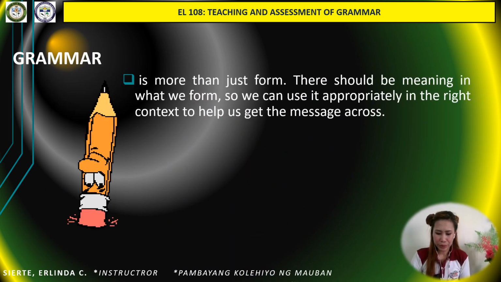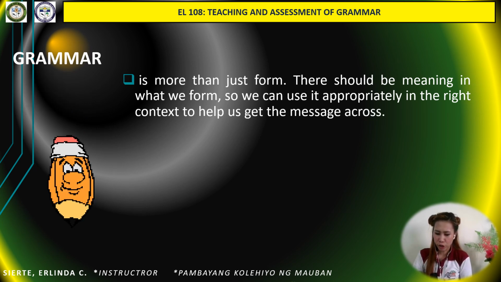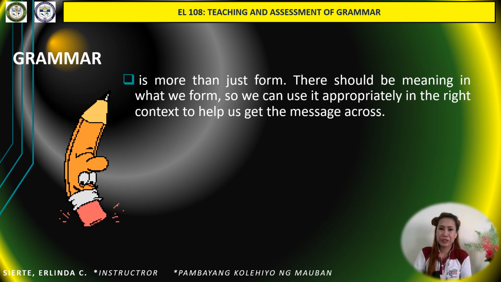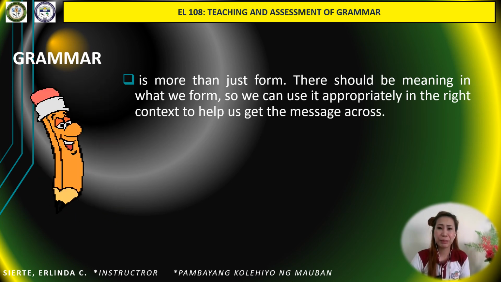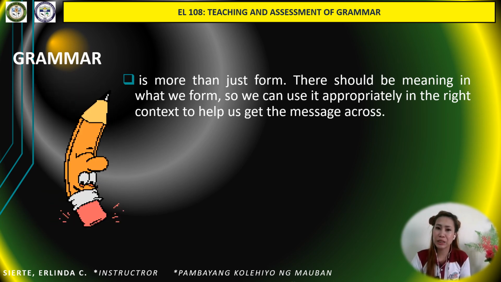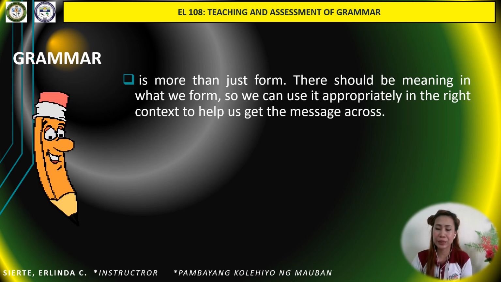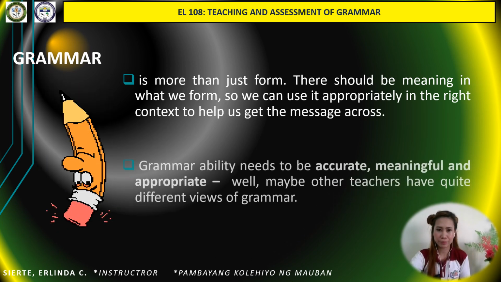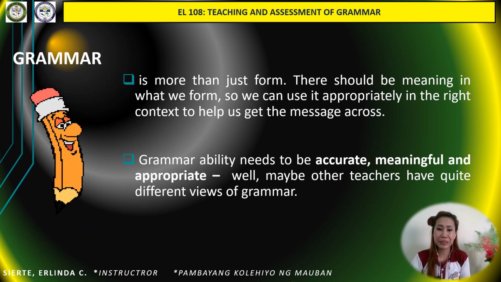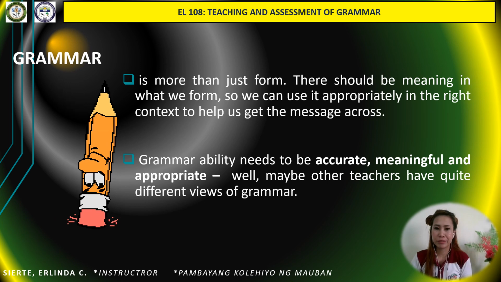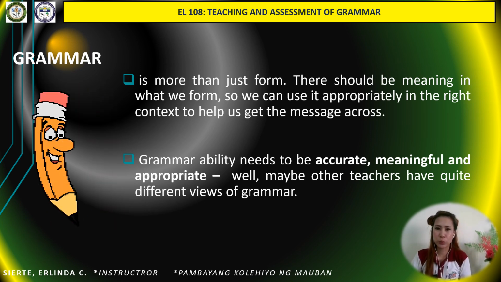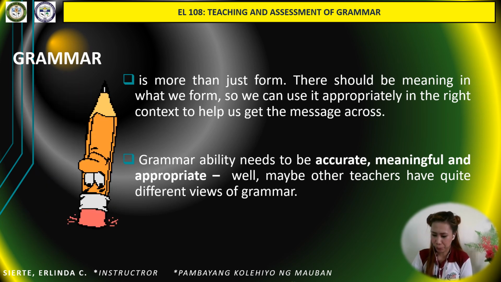Now, let's dig into what grammar is. Alright, so grammar is more than just form. There should be meaning in what we form so we can use it appropriately in the right context to help us get the message across. Grammar is also an ability, okay? The ability needs to be accurate, meaningful, and appropriate at the same time. Well, maybe other teachers have quite different views of grammar.